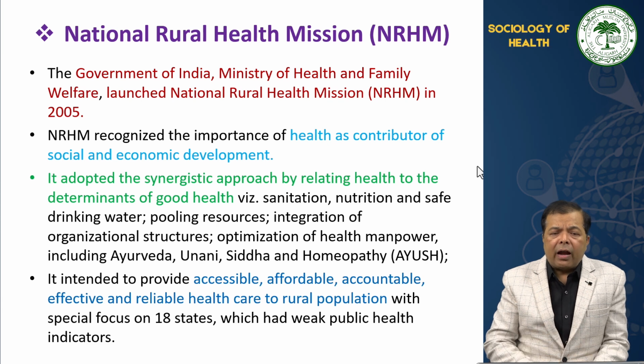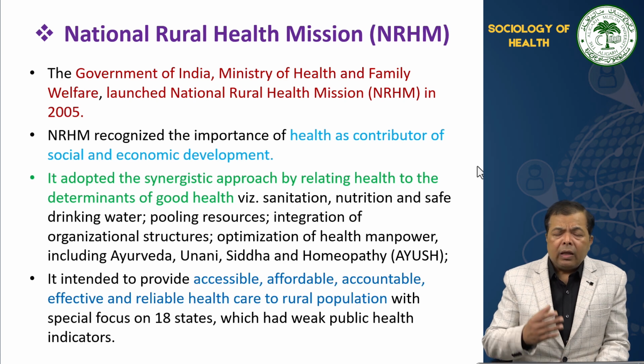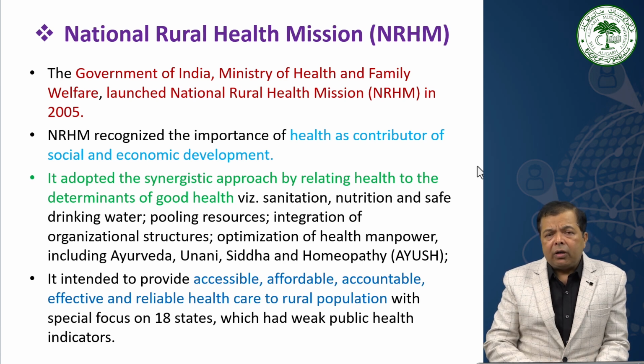And so it says that it intends to provide accessible, affordable, accountable, effective, and reliable healthcare to the rural population. Now, one more thing is important here: way back in 1993, in India, we had the 73rd constitutional amendment, right? And with that, the Panchayati Raj institutions got strengthened. So now at the all-India level, we have the Panchayati Raj institutions. That means the Gram Panchayat, the Panchayat Samiti, etc.